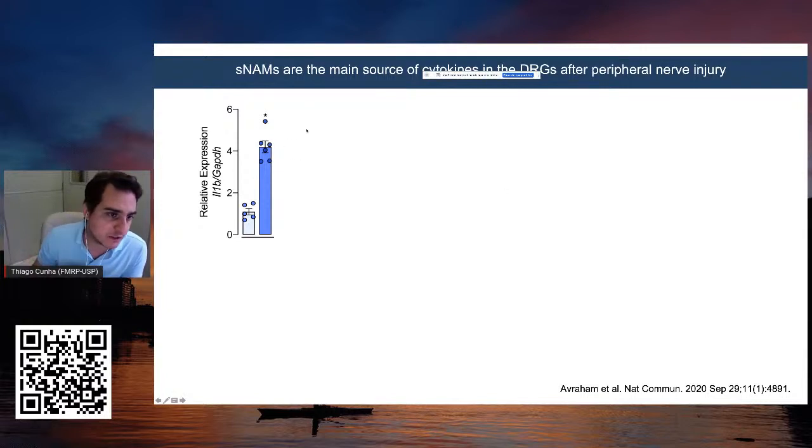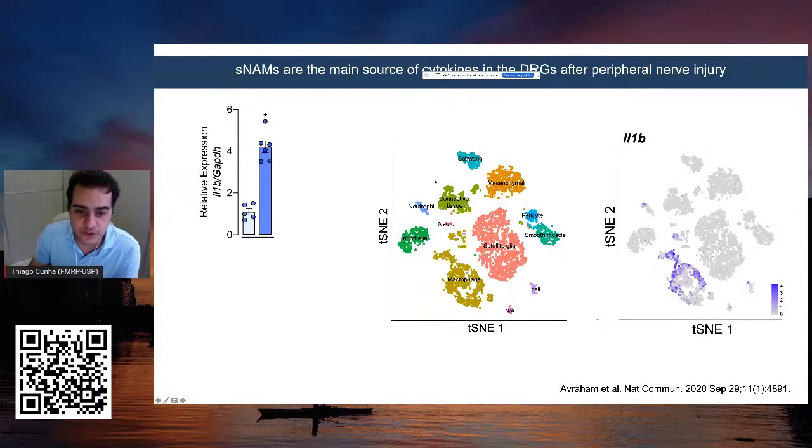So we focus mainly on IL-1 beta, which is a cytokine produced by activated macrophages. As you can see, after SNI induction, there is an upregulation of IL-1 beta in the DRG. And when we took advantage of single-cell RNA-seq from public data, we used the single-cell data from this paper just published in Nature Communications by Valéria Cavalli's lab.